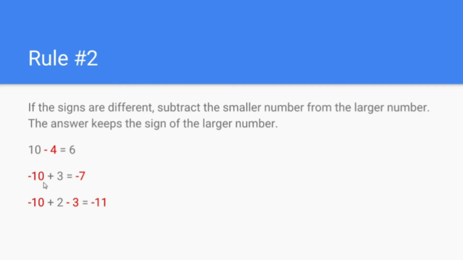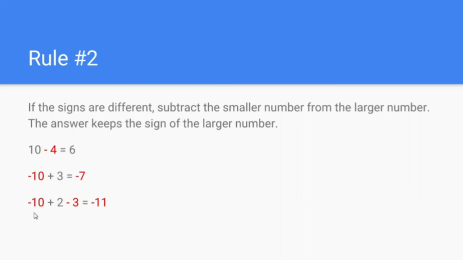Here's another example. Negative 10 plus 3 equals negative 7. I look to see the sign of the 10, it's negative. Then I look to see the sign of the 3, it's positive. If the signs are different, subtract them. 10 minus 3 is 7. Now I look, the larger number is a negative 10, so my answer keeps the negative sign.